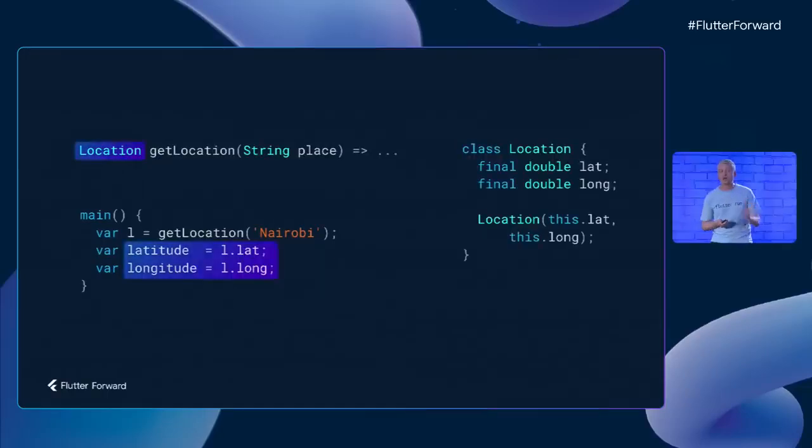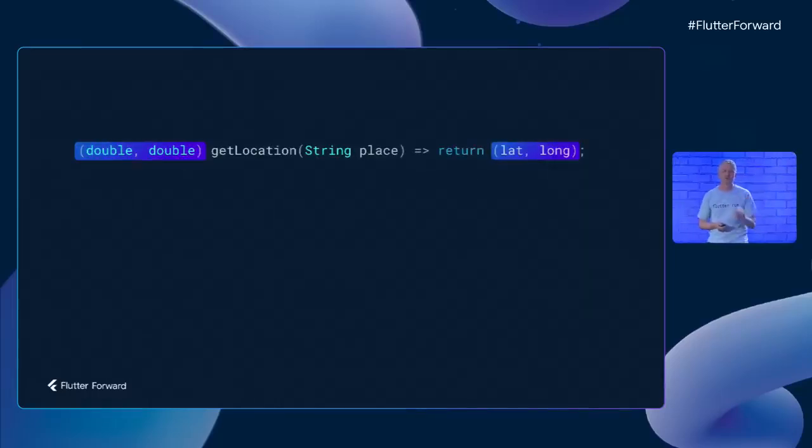To work around that, we could also define a new location class. This makes it a lot easier to get latitude and longitude out in a type-safe way. But it's really verbose to have to name and define some class just to bundle up two integers. To solve this, Dart 3 adds a new type of built-in collection called records.